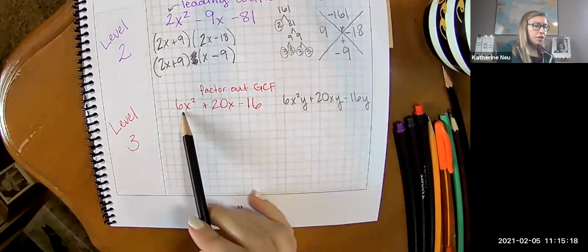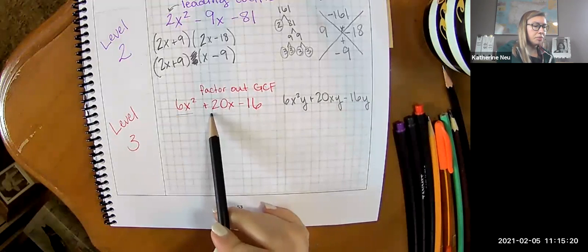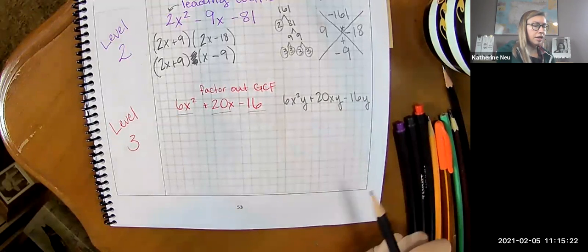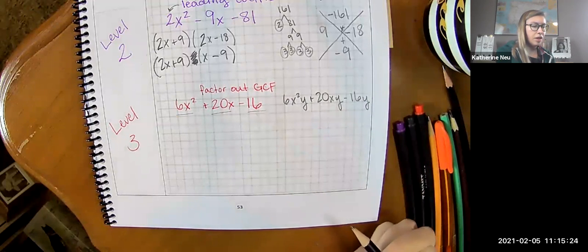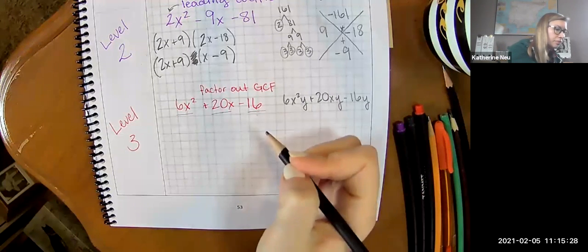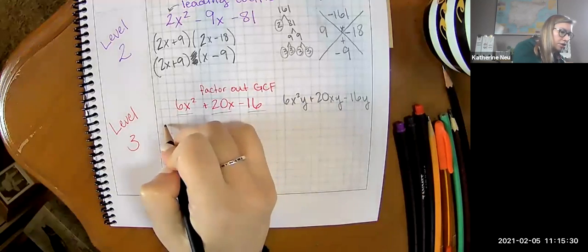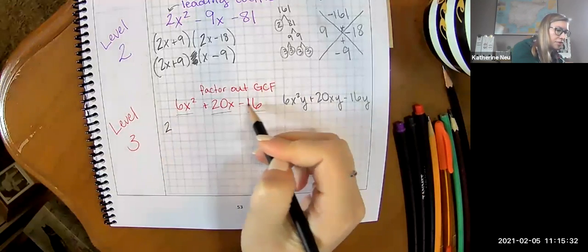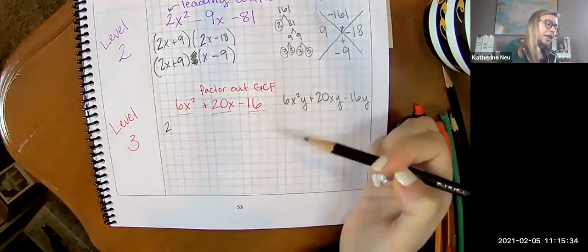So here, each one of these numbers is divisible by a factor, right? What number can I pull out of all three of those? I can factor out a 2 because each of them is divisible by 2. Let's see, can I get any higher number?